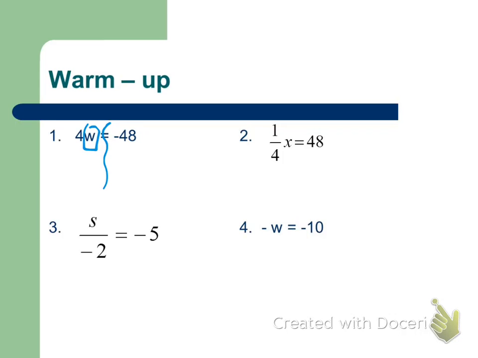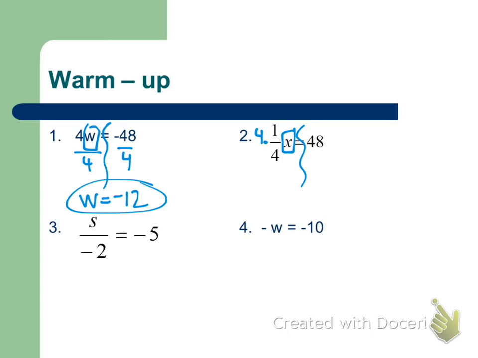Natalie, what would you do on number 1 to solve it? I would divide by 4 on both sides. Good. And what would we get for W? Wonderful. Alright, number 2. Kyan, what would you do? When we see a fraction, we need to multiply by the reciprocal on both sides. The reciprocal of 1/4 is 4 over 1, or just 4. What do we get for x when we multiply by 4? 192.